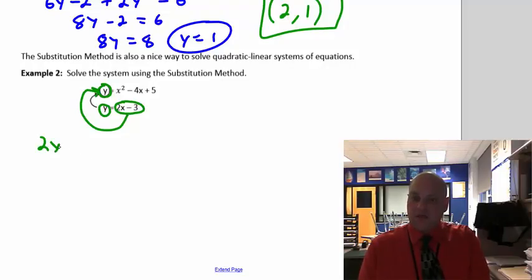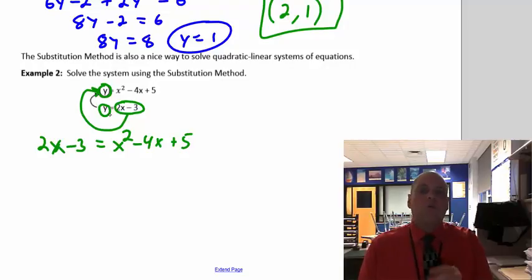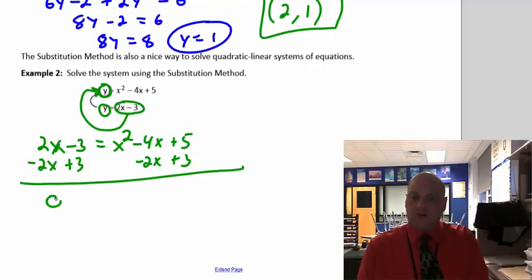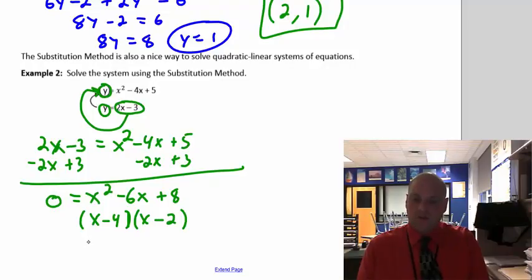2x minus 3 equals x squared minus 4x plus 5. Again, this is review. Too easy for Algebra 2. Okay, get it equal to 0, subtract 2x, add 3. We're setting it equal to 0 because we want to solve it and it's quadratic. Remember, when you have exponents, you got to get it equal to 0. And then we have to factor. Now to solve it, it's going to be x minus 4, x minus 2, x equals 4, x equals 2.